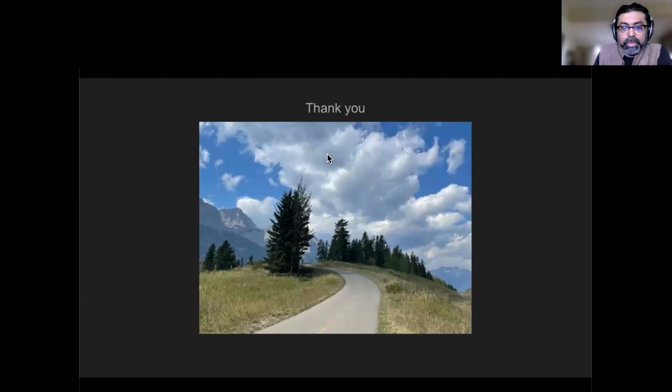And thank you for being with me. This is your prize at the end. I'm a cyclist and an active mobility advocate, and this is literally the most beautiful place I've biked in. It's the bike path that connects Canmore to Banff. And this is, thank you for bearing with me.